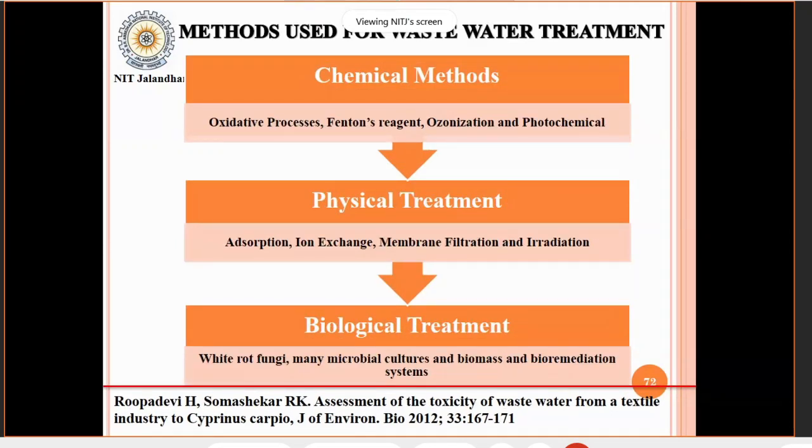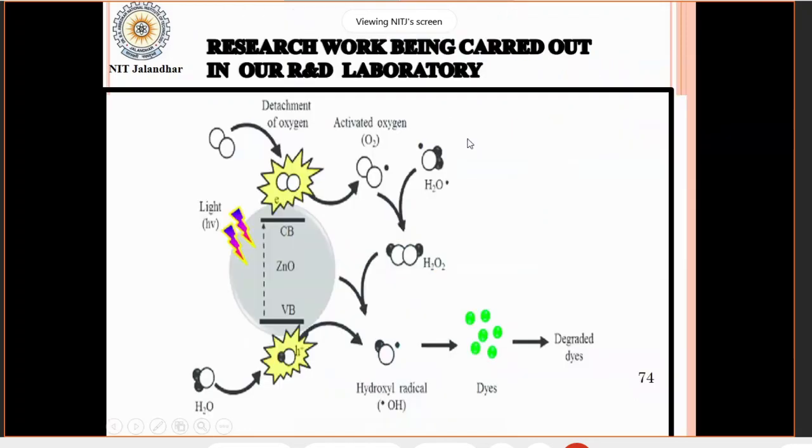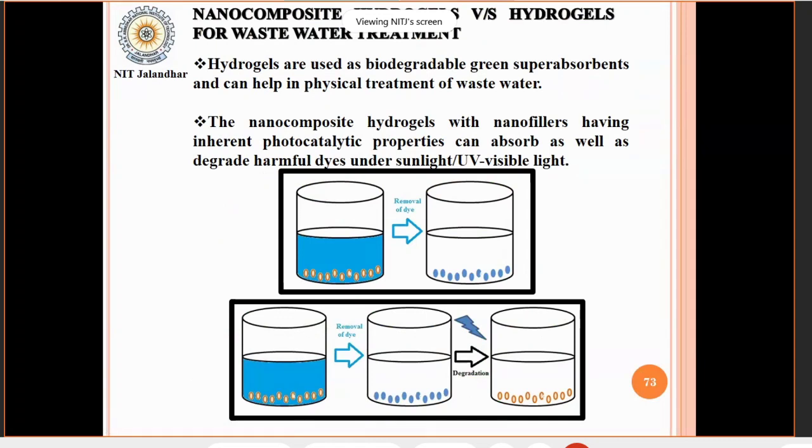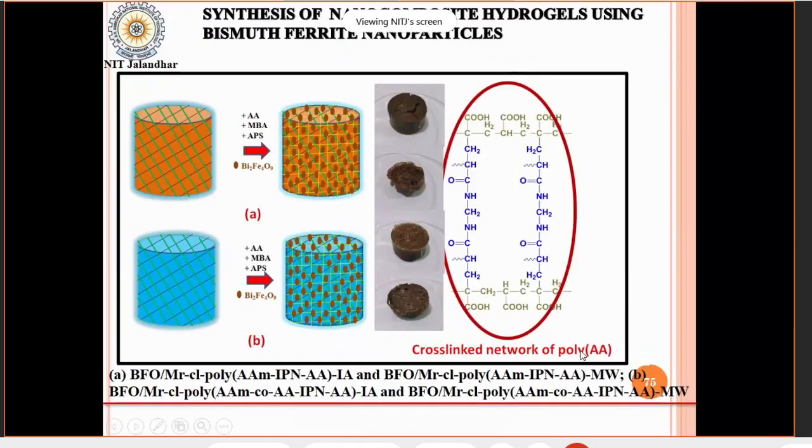So there are various methods for the treatment of water: chemical methods, physical methods, and biological treatment methods. But here, we can go for the treatment of water with the help of such materials. Such materials can be used in the form of nanogel composites for the degradation of various types of dyes under the impact of sunlight or UV-visible radiations. This is a mechanism, some of the work carried out in our laboratories, of how the different types of dyes can be degraded with the help of such materials.